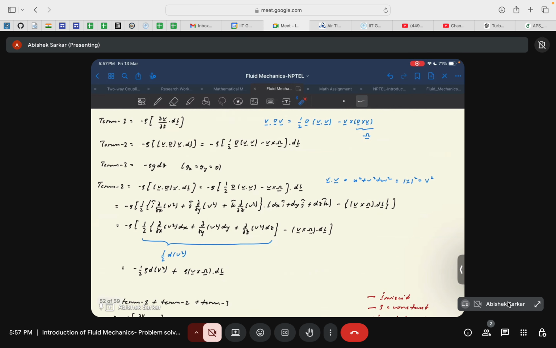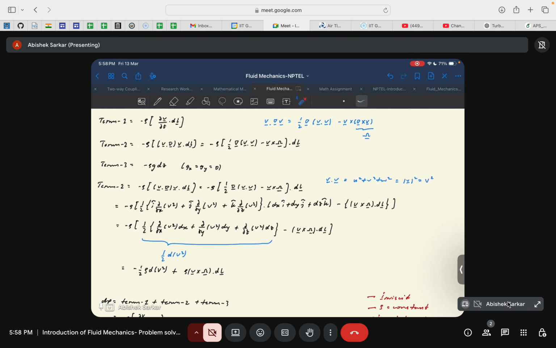Okay, and you can see that this del cross v is nothing but your vorticity. Correct? If you remember from the previous class, del cross v implies the vorticity. So I will represent it using the capital omega vector, which is this one. Now if you replace this in this equation, you will get minus rho times half of del operating upon v dot v minus v cross omega dot dl.